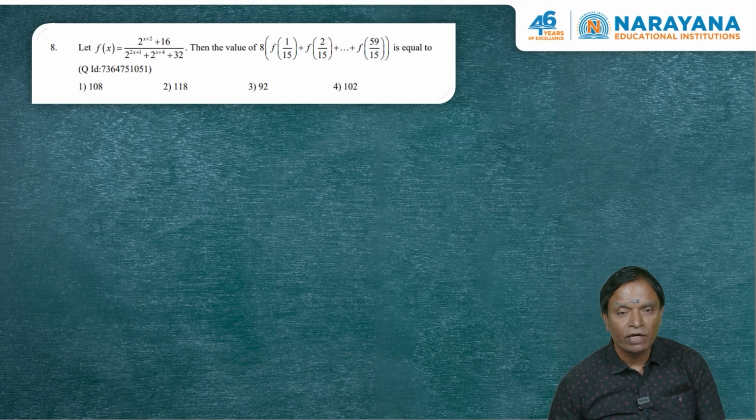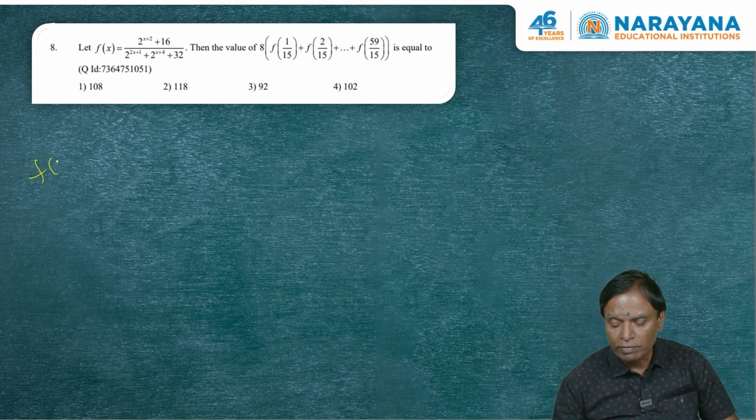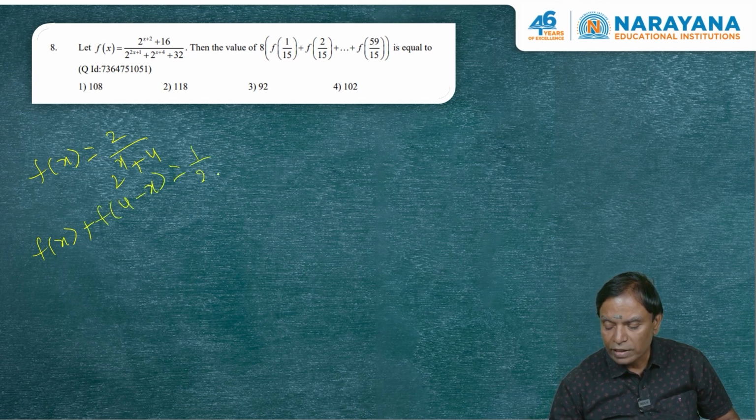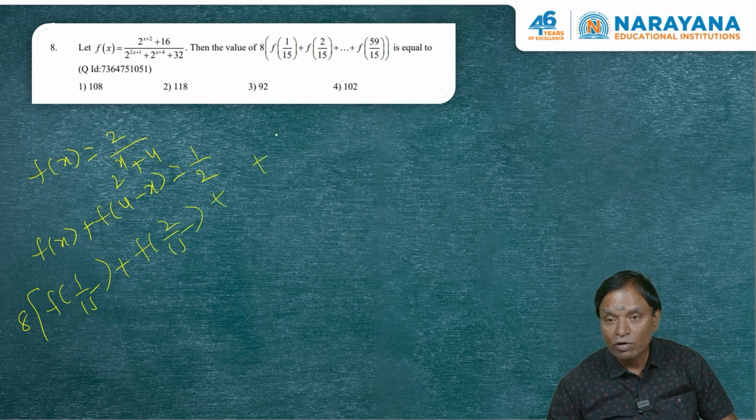Denominator is a perfect square, wherein you can write the given expression f of x as 2 by 2 power x plus 4. You can visualize that this function satisfies f of x plus f of 4 minus x is equal to 1 by 2. Now look at the value you are asked to find, f of 1 by 15 plus f of 2 by 15 plus up to so on f of 59 by 15.